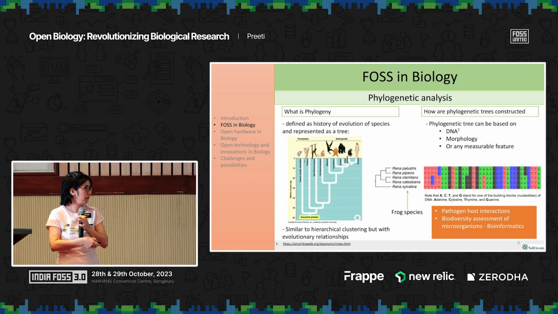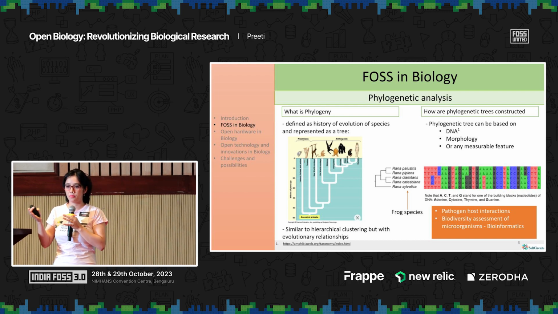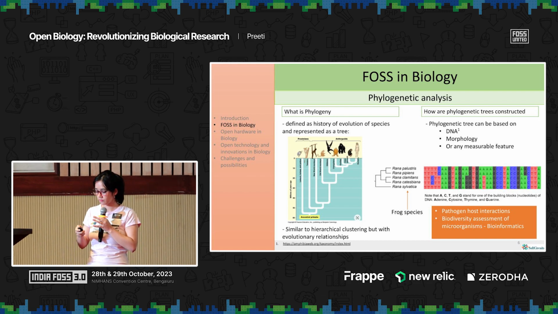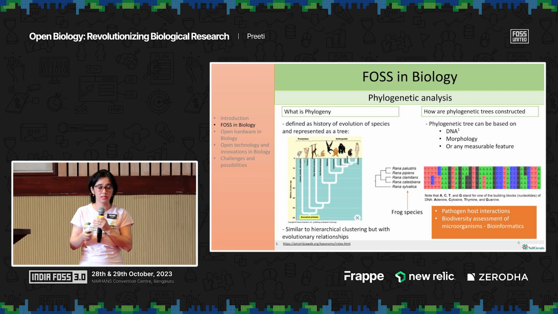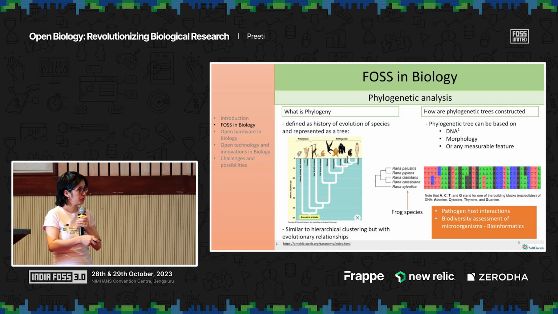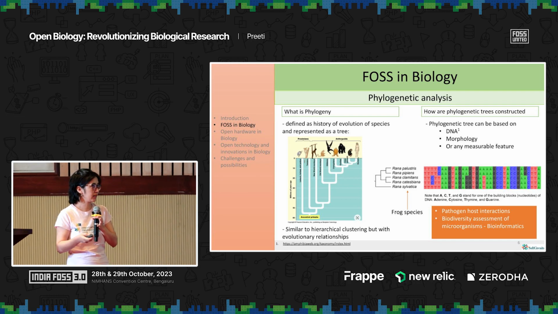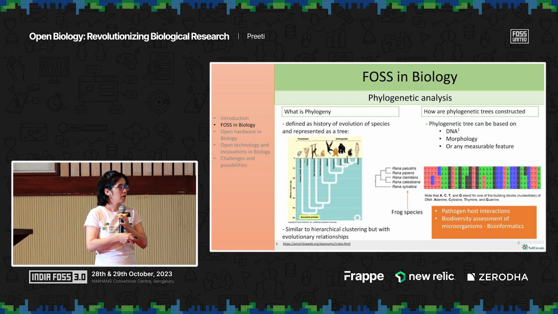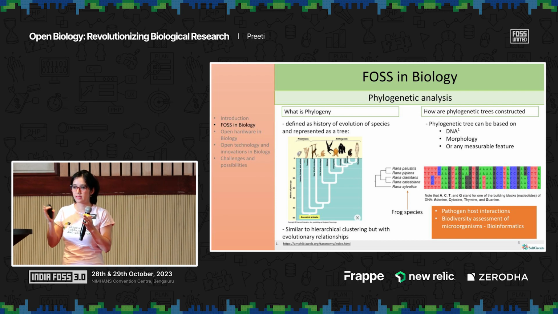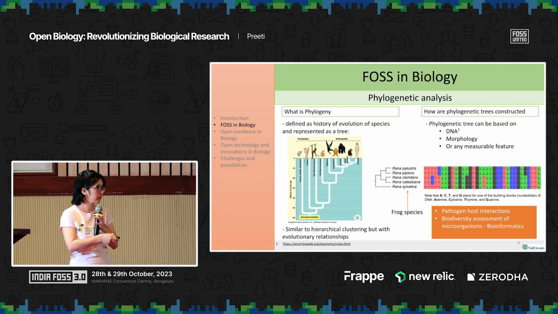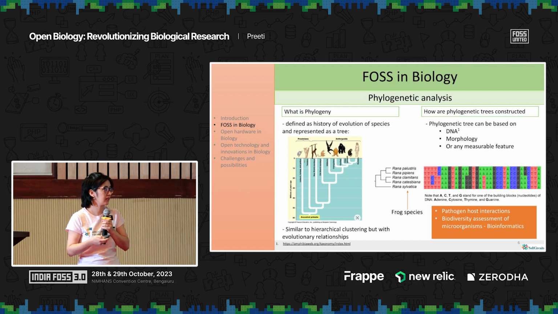How do you build such a phylogenetic tree? You can build it based on DNA, morphology, or any other measurable feature, right? DNA-based phylogenetic trees are the most accepted form of tree. And how do you do it? You have a selected set of genes, you extract the genes, you sequence them. DNA has four building blocks, ATGC. Then you sequence them, you align them, and then you run the phylogenetic analysis, and then you get the tree. So that's what phylogenetic analysis is.